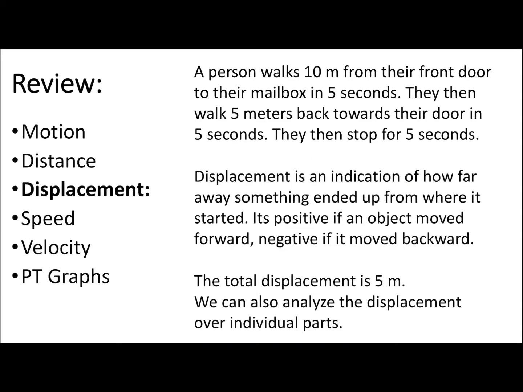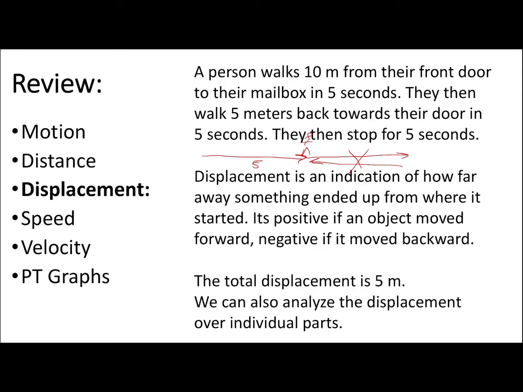Same is true for displacement, an indication of how far away something ended up from where it started. It's positive if an object moved forwards, negative if it moved backwards. So we see for this case, the total displacement is only 5. Even though he really moved another 5, because he went 10 initially and then he went backwards 5, that cancels and he ended up 5 meters from where he started. There was other stuff that went on there, but displacement doesn't tell us about the other stuff. It tells us that he ended up 5 meters away from where he started.